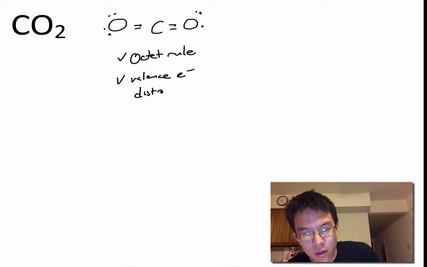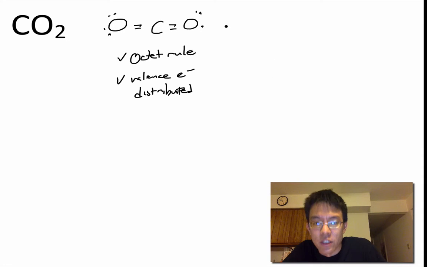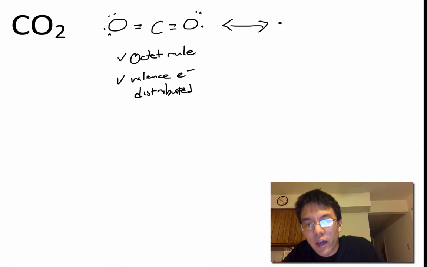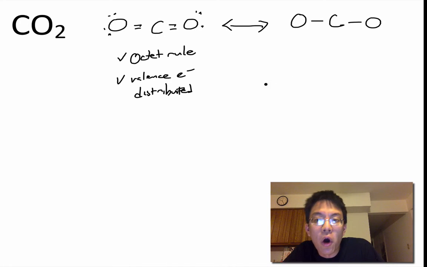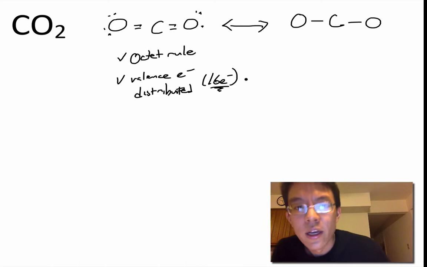Okay. But there's another way that these atoms could distribute their electrons, and that's what we call the resonance structure. So there's another way where we can have the same skeletal structure of OCO and still have all the elements follow the octet rule and have the valence electrons distributed, which last time I believe we said there were 16 electrons going in. So let's think about how we can do that.